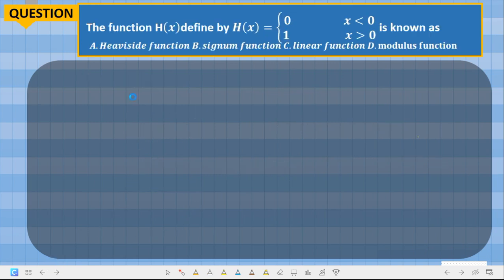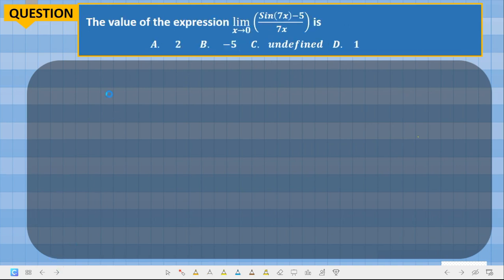Now let's take the next question. Now what function is this? This is the Heaviside function. Whenever you have this bracket here and all these values, we are talking about the Heaviside function. Now the value of the expression given to you is sin 7x minus 5 all over 7x, given as the limit as x, please take note of that, tends to 0.